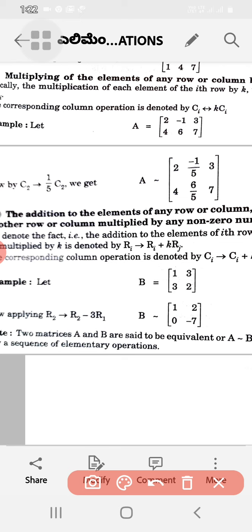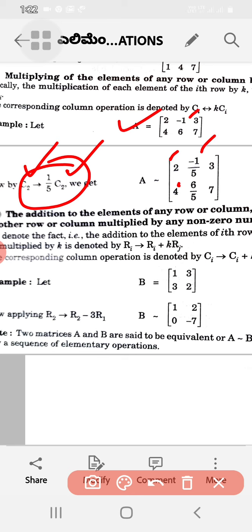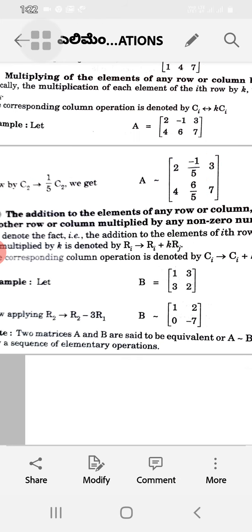So you can observe on the screen here. I have taken the example here. See here, C2 changes to 1 by 5 C2, which means I am multiplying every element of the second column by 1 by 5. See here, 2 and 4 remain the same. Minus 1 into 1 by 5 is minus 1 by 5. Then 6 into 1 by 5 is 6 by 5. Then 3 and 7 remain the same. See here, the last column and first column remain the same. The only thing is I am applying it on the second column. This is the second property.